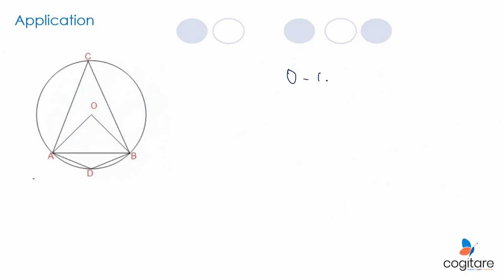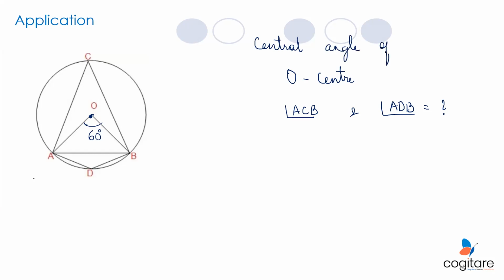Okay, let's look at this circle, guys. Let's say it's mentioned that O is the center this time. And we are asked to find angle ACB and angle ADB. We have to find the measure of both these angles, provided we are given that the central angle of minor arc AB is 60 degrees. Cool. This is very easy. If you want to pause and try it out.